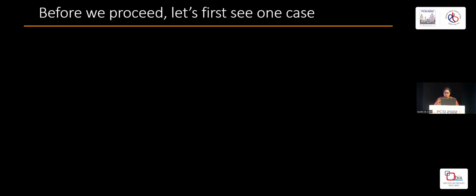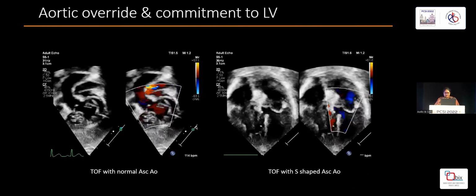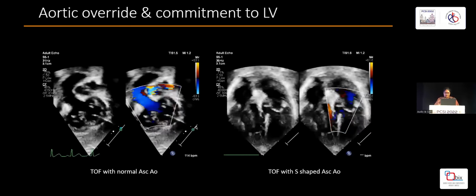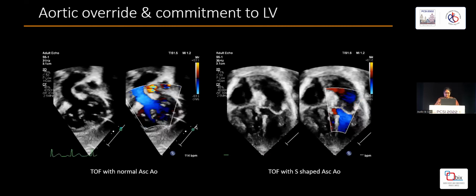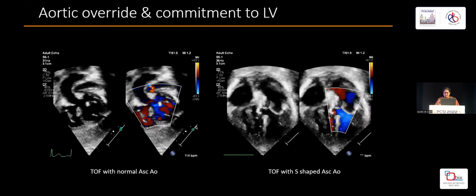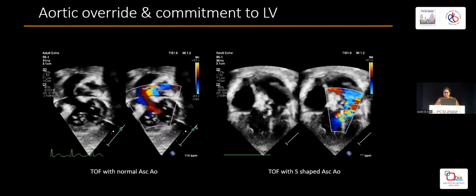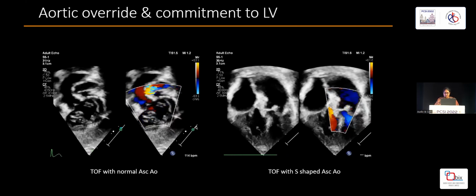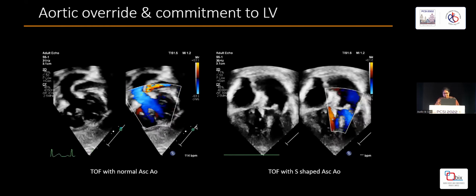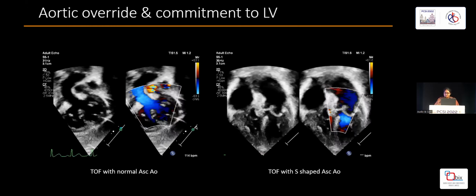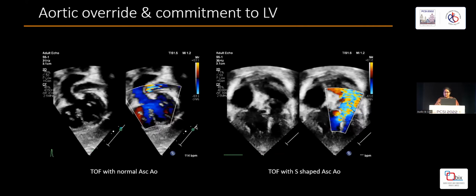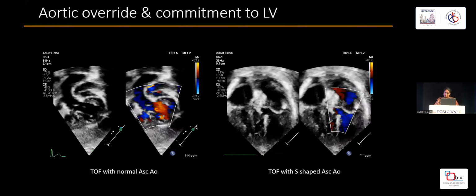Before we move on to the study, we would like to focus on one case. Here we see on the right side a normal TOF where the overriding is nearly about 50%. But on the left is our index case, which shows that the commitment of the aorta is much more towards the LV. While imaging, we also realized that it was very difficult to open up the pulmonary outflow. It seemed that it was very anterior.